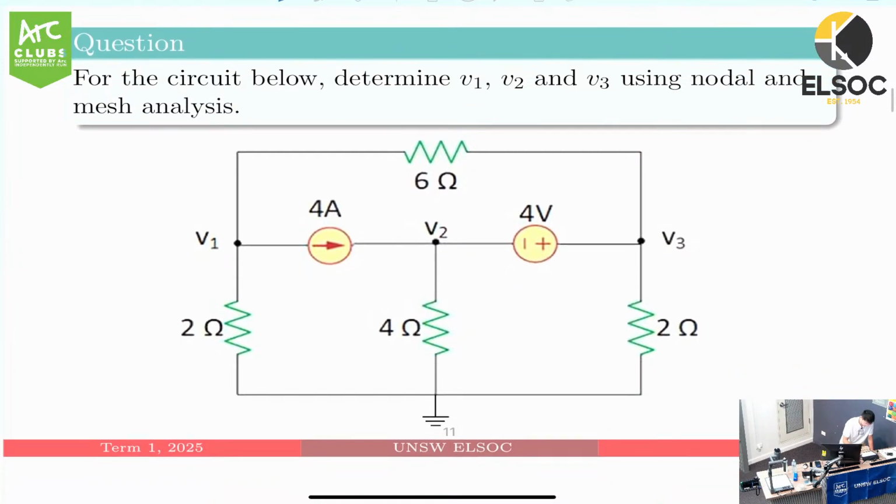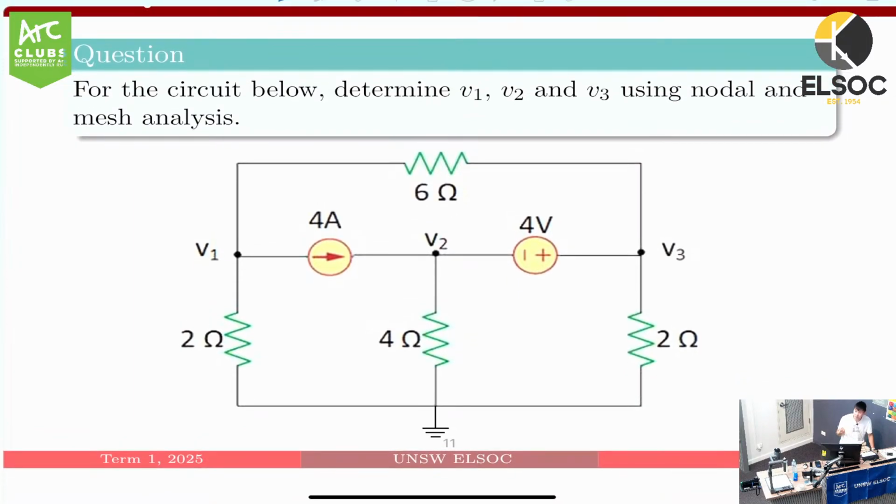Alright, so we're going to try this question now. You can take a photo of this or copy it down in your notebooks. For the circuit, we have to find V1, V2, and V3 using both nodal and mesh analysis. Let's give a bit of time for everyone to write this in.